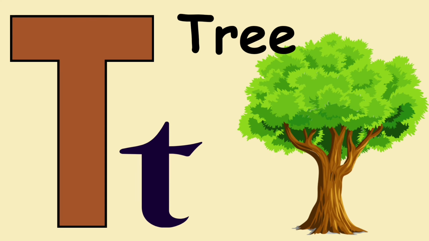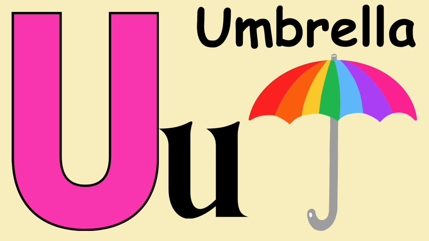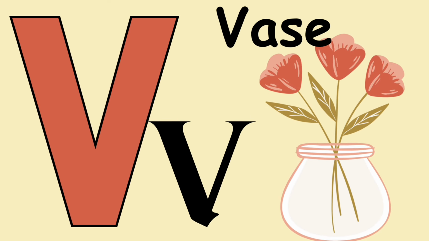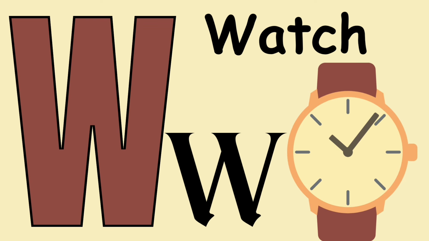T for tree. T R E E, tree. U for umbrella. U M B R E L L A, umbrella. V for vase. V A S E, vase. W for watch. W A T C H, watch.